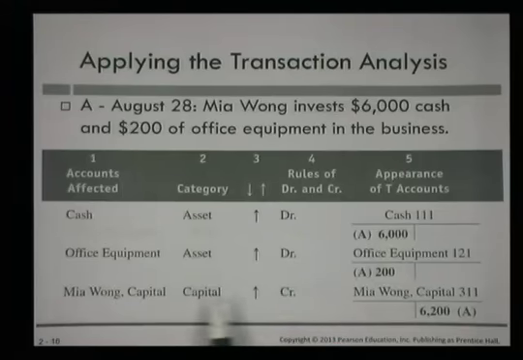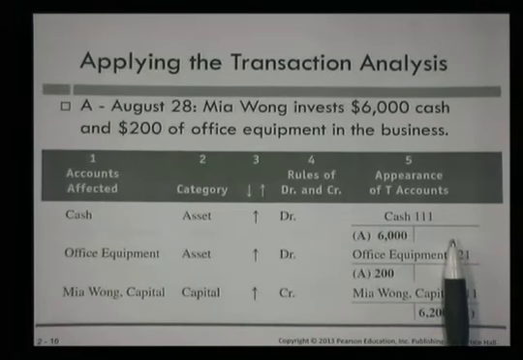To increase capital, it goes on the credit side. So this is what the T accounts would look like. Cash is going to be debited $6,000. Office equipment will be debited $200. And notice the 2 debits will equal the 1 credit, Mia Wong Capital, $6,200. The debits of a transaction must equal the credit.